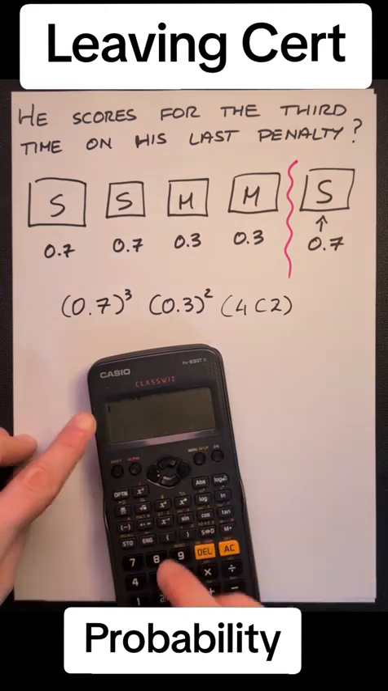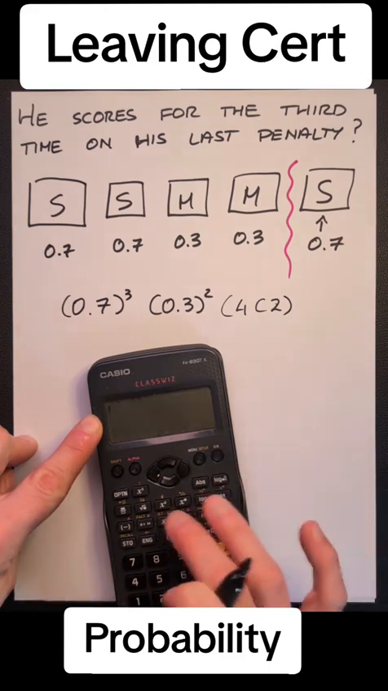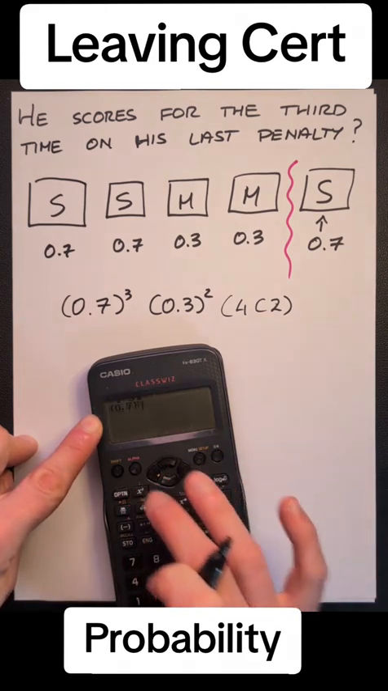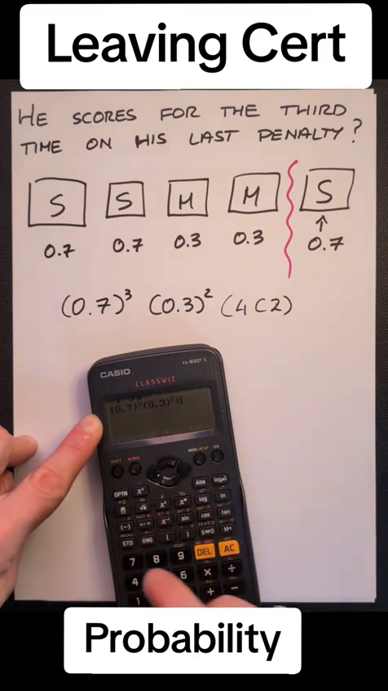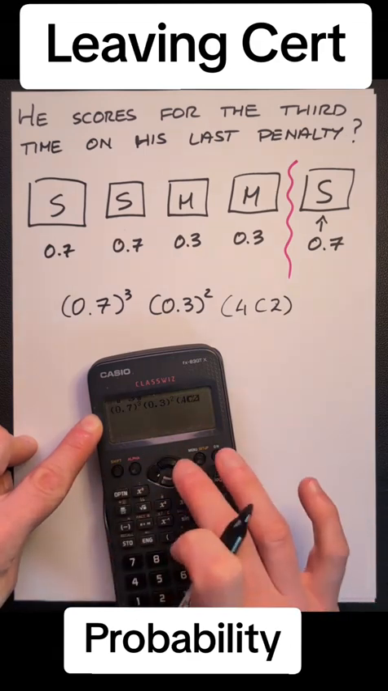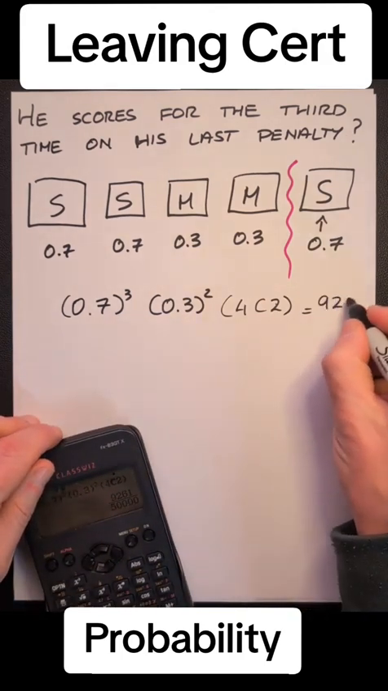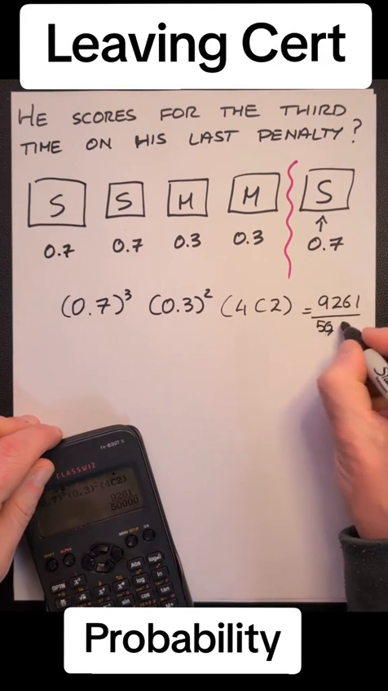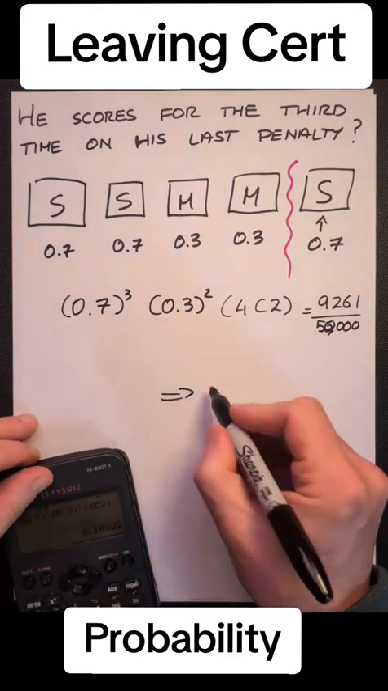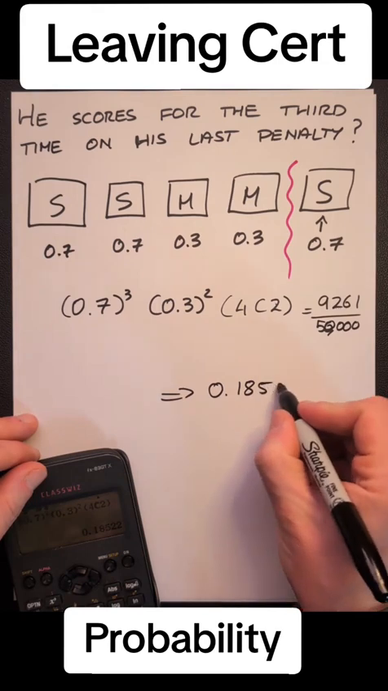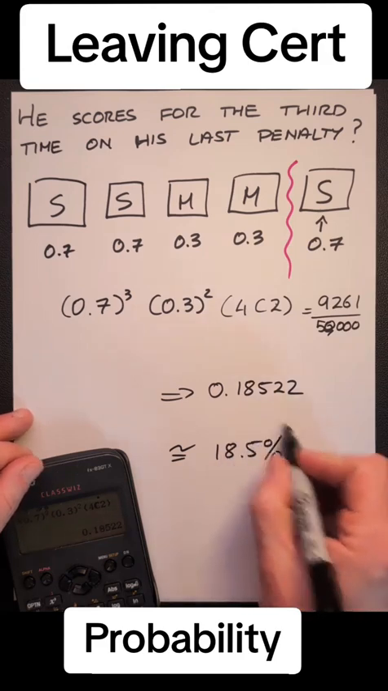And if we do that on our calculator, we're going to get 0.7 to the power of 3, 0.7 cubed, and then a 0.3 squared times 4 choose 2, and that will give us 9261 over 50,000, it looks like. And if we do that to decimal, 0.18522, or approximately 18.5% chance that will happen.